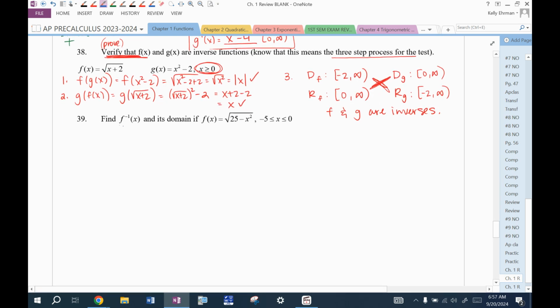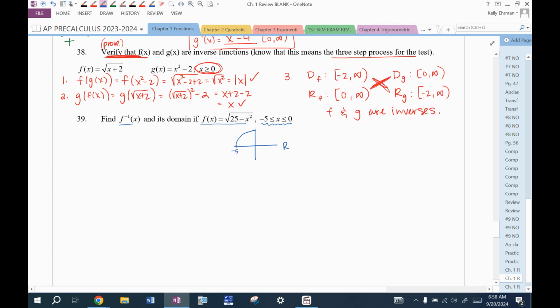39 says find f inverse and its domain if f of x is this. And this is interesting. This is one of these half circles that we have, but they've restricted the domain. Normally this half circle goes from -5 to 5. So if we sketch this graph, a full half circle does not pass the horizontal line test. But if you just go from -5 to 0, then you have like a quarter of a circle, and that does pass the horizontal line test.